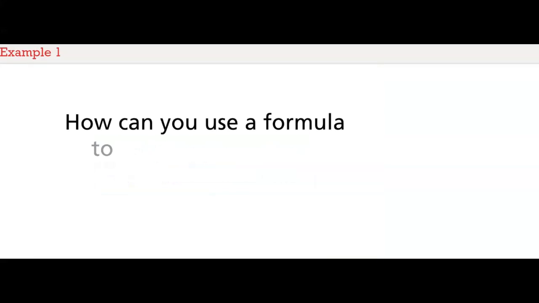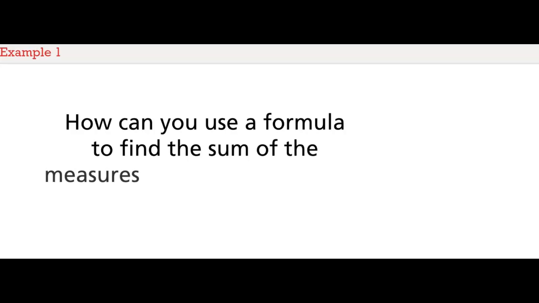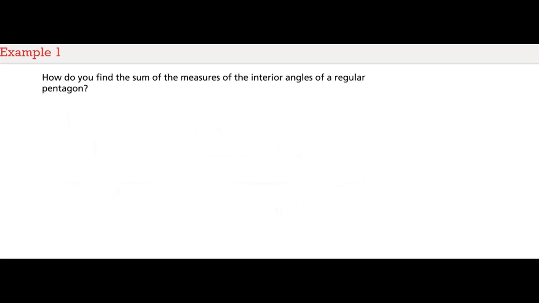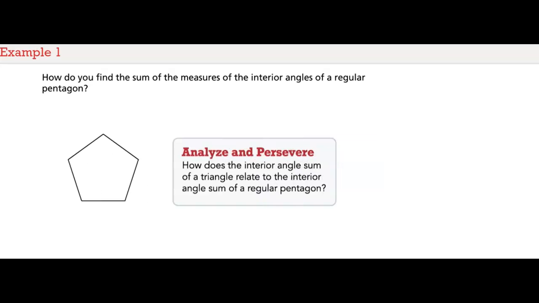Use a formula to find the sum of the measures of the interior angles of a regular polygon. Think about this question during the lesson. How do you find the sum of the measures of the interior angles of a regular pentagon? How does the interior angle sum of a triangle relate to the interior angle sum of a regular pentagon?